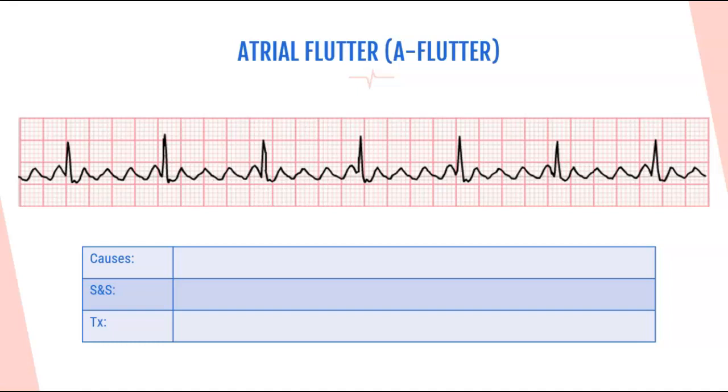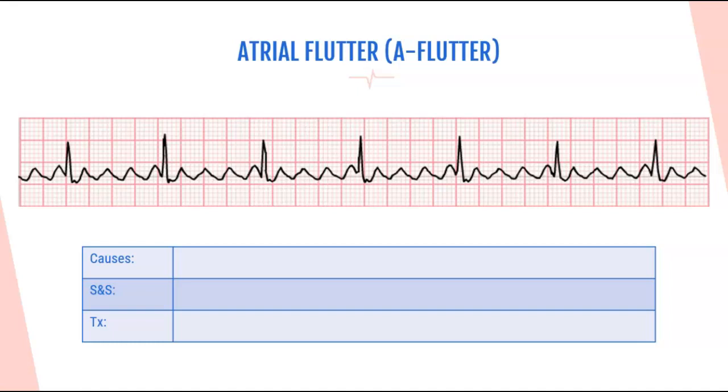Treatment for A-flutter is synchronized cardioversion unless the patient has been in A-flutter for more than 48 hours. If you cardiovert a patient that has been in A-flutter for more than 48 hours, it runs the risk of throwing a clot, so the patient needs to be properly anticoagulated before being considered for cardioversion after 48 hours. And the same thing will apply for A-fib.